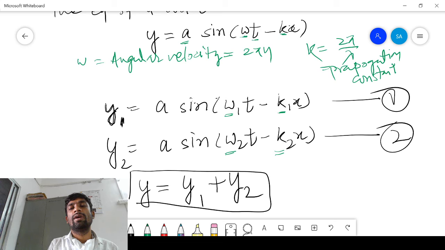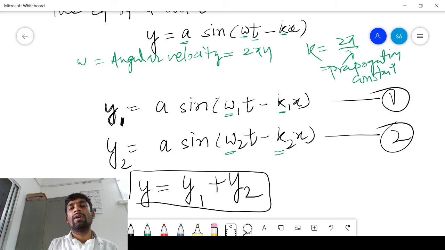y is equal to, what is the equation of the first wave? y1 is equal to a sine (omega 1 t minus k1 x). What is the equation of the second wave? y2 is equal to a, sorry, it is not a2, we have to remove this, y2 is equal to a sine (omega 2 t minus k2 x). So what is the resultant equation? The resultant equation will be the sum of these two equations.